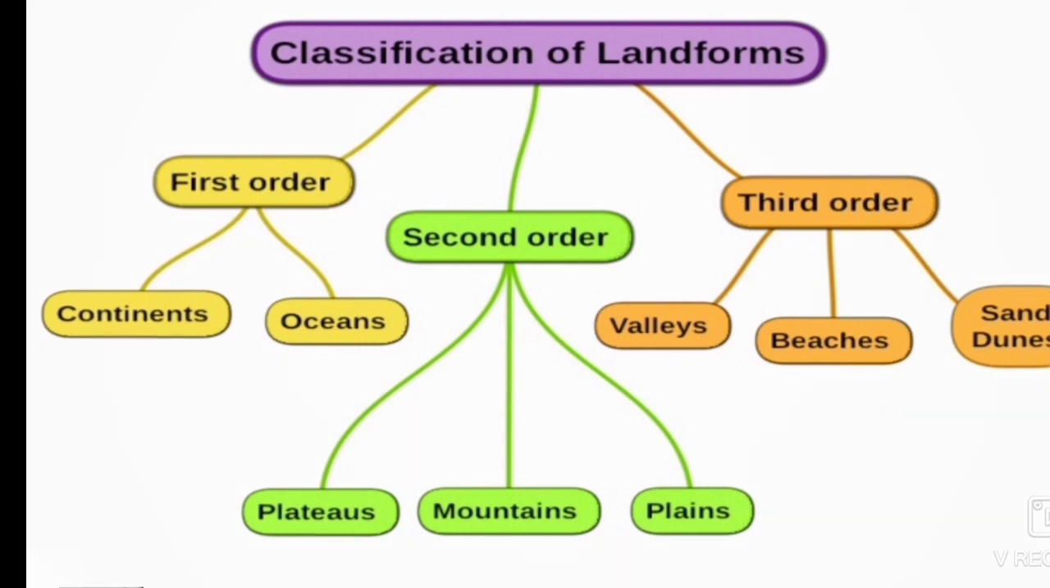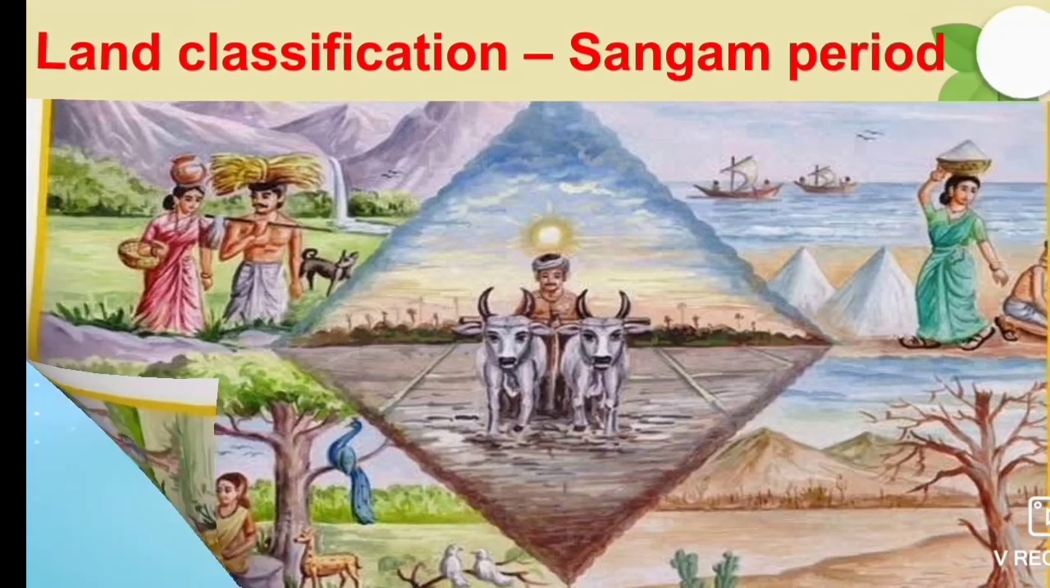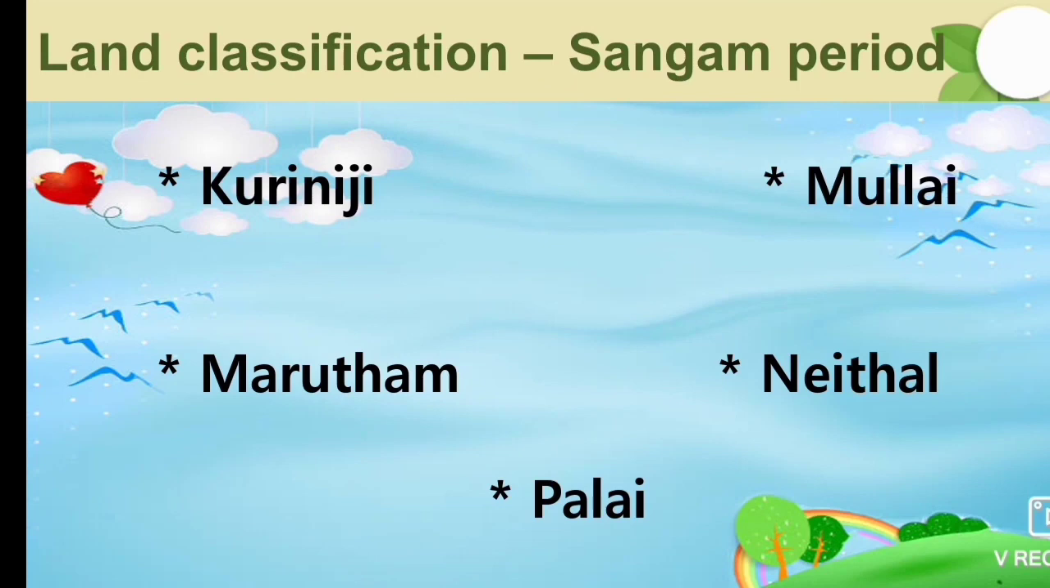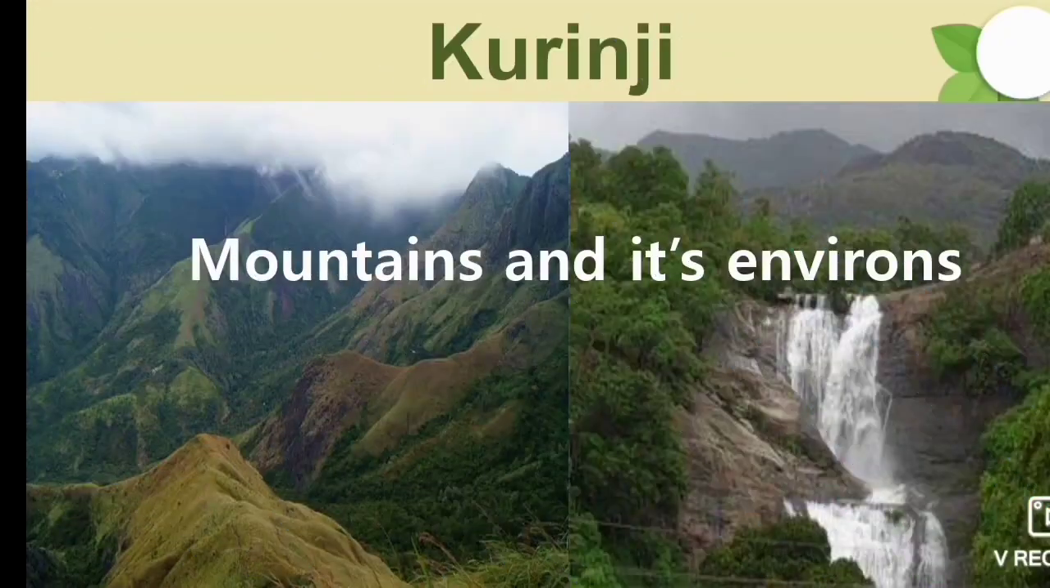Students, next we can see about land classification in Sangam period. In Sangam period, the landforms can be classified into 5 types. They are Kurinji, Mullai, Marutham, Neidal and Palai. Students, the first is Kurinji. Mountains and its environs, which means the place around the mountain area. Kurinji was the hilly forested terrain rich with verdant slopes, flowers, birds and wildlife.